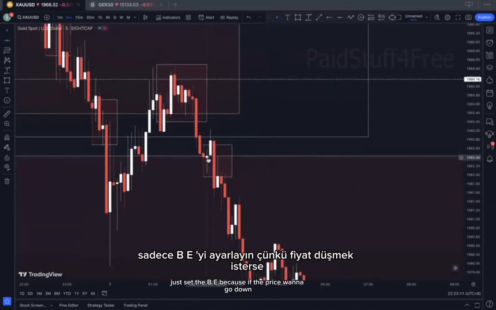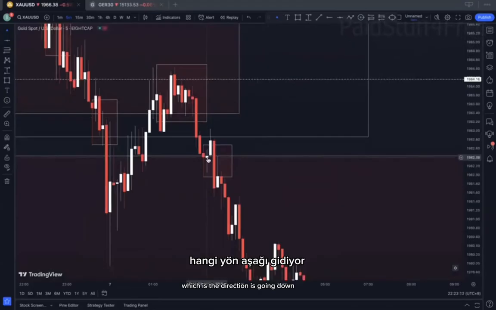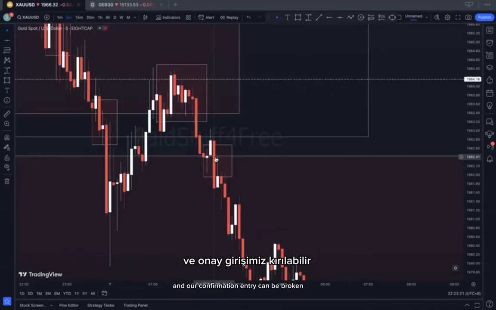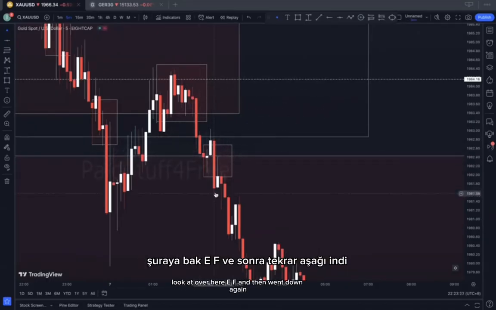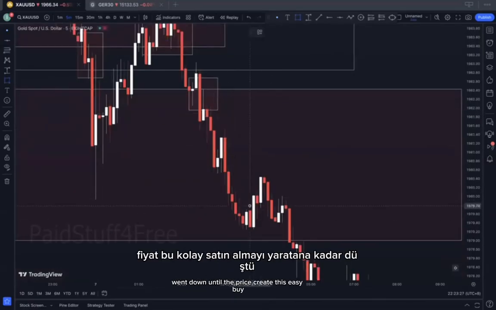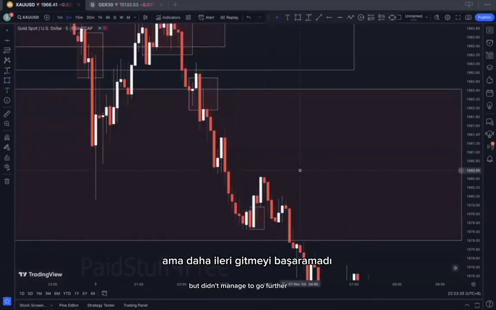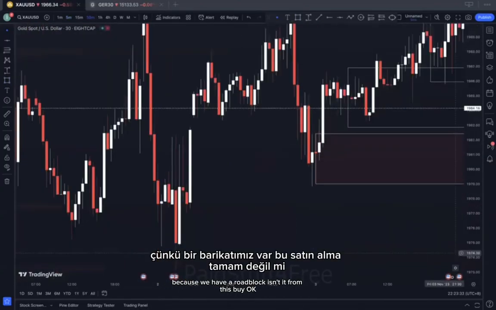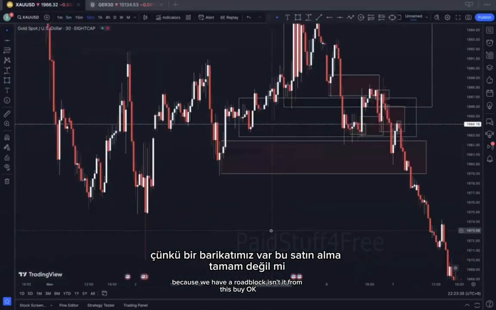Because if the price wants to go down, which is the direction it is going, we need to understand that most of our setups, our trade control and our confirmation entry can be broken. Look at over here, EF, and then it went down again, went down, went down until the price created this EG buy. But did it manage to go further? Why? Look at the M30. Because we have a roadblock, isn't it?